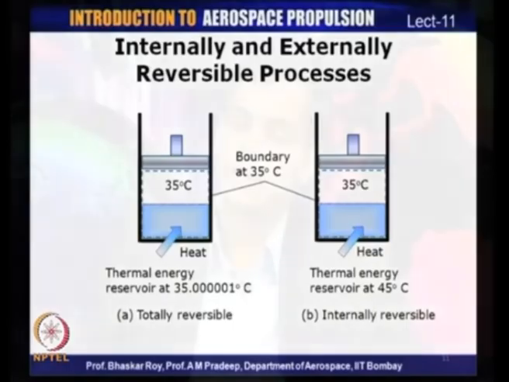So, this is just to illustrate how we can have an internal and external reversible process, or what are the two different types of reversible processes that are possible. One of them is internally reversible, that is, there are no irreversibilities occurring within the system boundaries. The other is externally reversible, which means that there are no irreversibilities outside the system boundaries. A system which is both internally as well as externally reversible is known as a totally reversible or just reversible process.